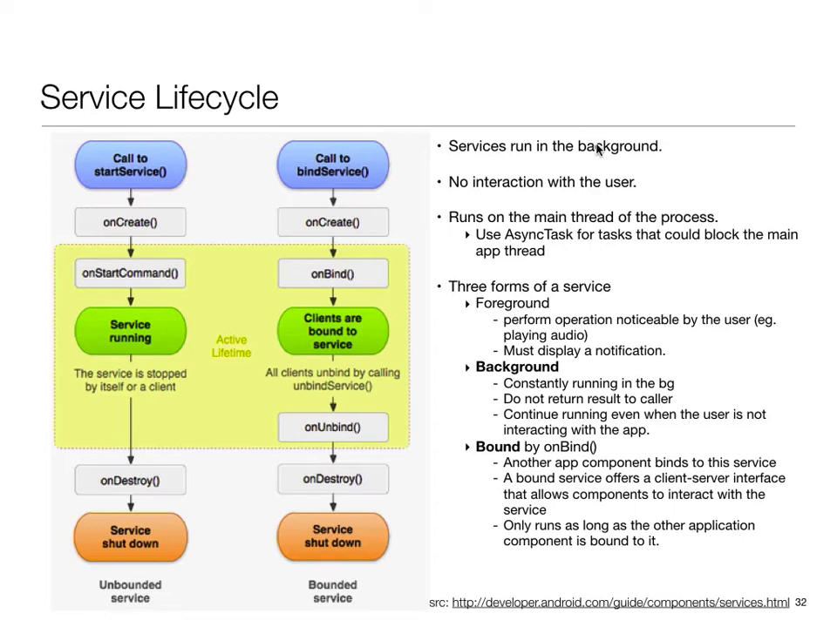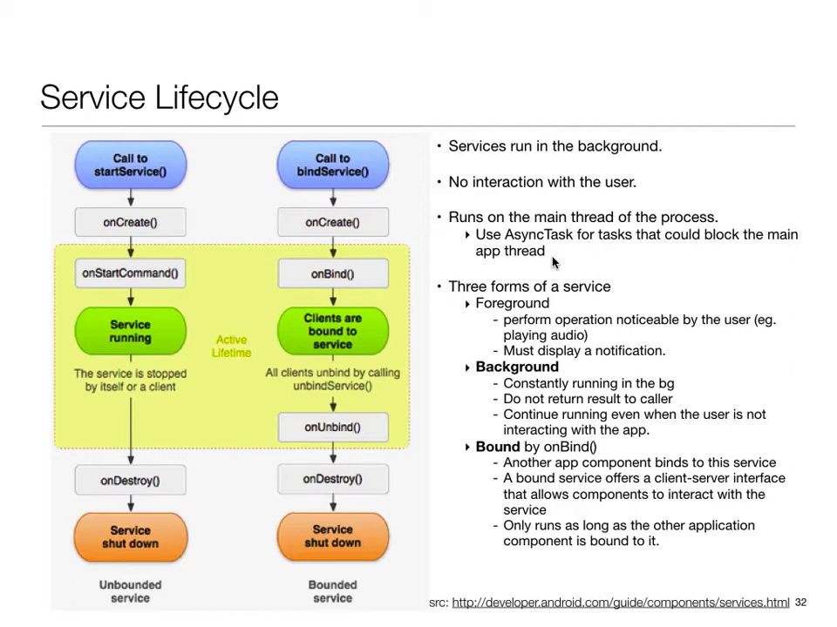As I mentioned, they run on the main thread of the process, and you can use AsyncTask, an asynchronous task, so that they don't block the main thread. And there are three forms of services. There's the foreground, which performs any operation noticeable to the user. For example, I'm sure you guys use Google Maps or you're playing music on your phone, and you see a little notification. These are significant things that are interacting with the user.